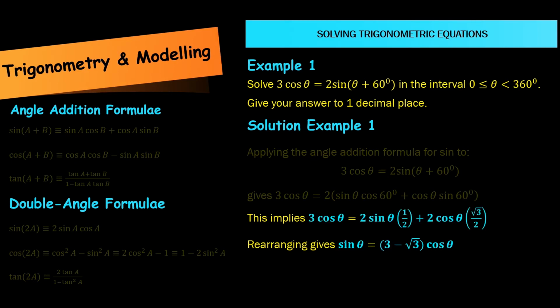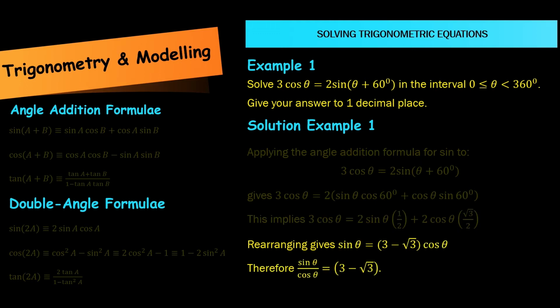Rearranging this gives us sine theta equals 3 minus root 3 times cos theta, as shown. And then, dividing by cos theta gives us sine theta over cos theta equals 3 minus root 3. And this, of course, implies that tan theta equals 3 minus root 3, which is equal to 1.26795.